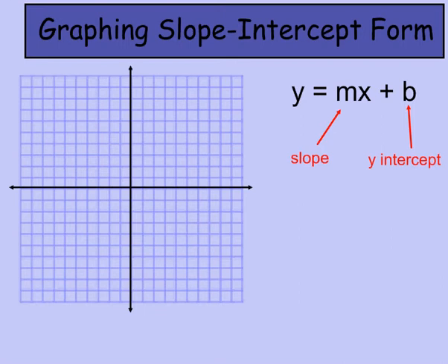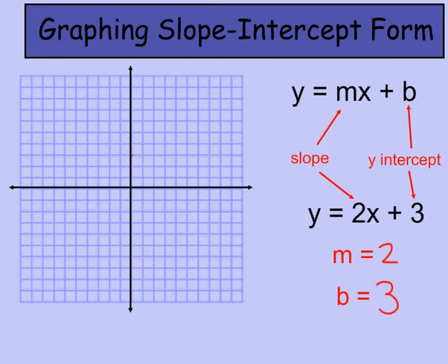Now let's take a look at an equation such as y equals 2x plus 3, and we can see that the 2 next to 2x represents the slope, and positive 3 is the y-intercept. So let's take this information and write it down. M equals 2, and b, the intercept, is 3. Now what we're going to do is take this information and put it on the coordinate plane.